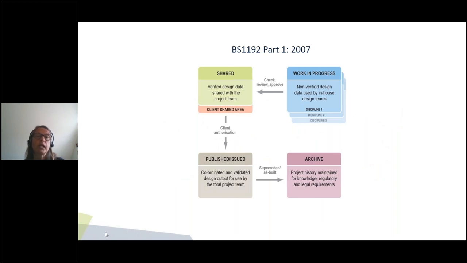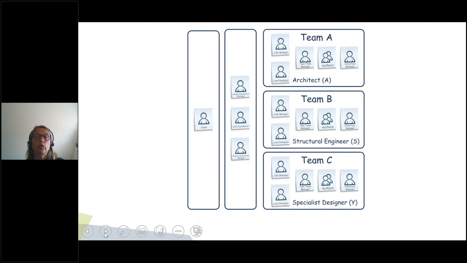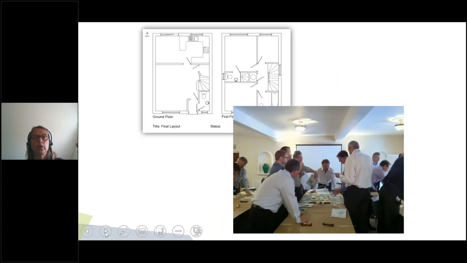So this, BS 1192 part one, and goodness knows how many versions of this you'll all have seen, but the principles are still there today. Some of you may remember that we set up analogue exercises, getting people into a room and acting a role, so they might act as the client, the coordinators or the architects, and then explored what dialogue they actually needed and what data they needed.